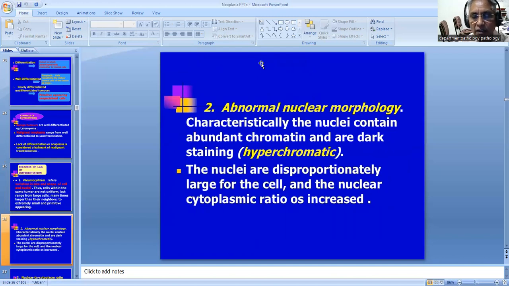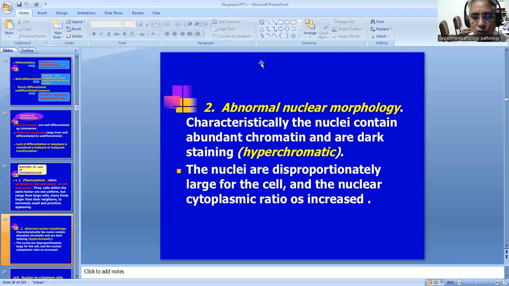Second is abnormal nuclear morphology. Characteristically, the nuclei contain abundant chromatin and they are dark staining, so known as hyperchromatism. So this is one of the features of abnormal nuclear morphology. Nuclei many times are disproportionately large for the cell, and the nuclear cytoplasmic ratio is increased.